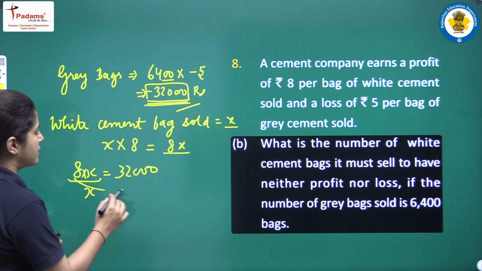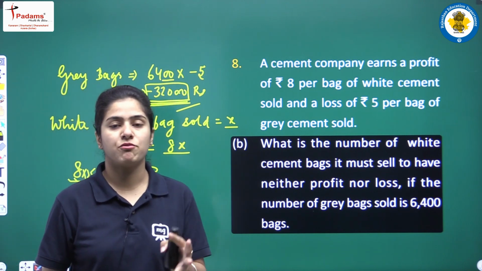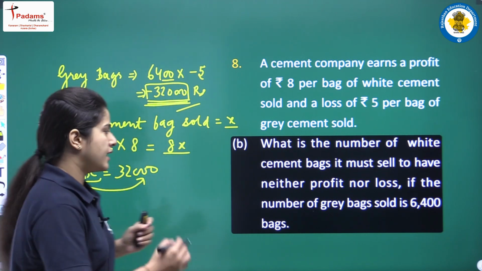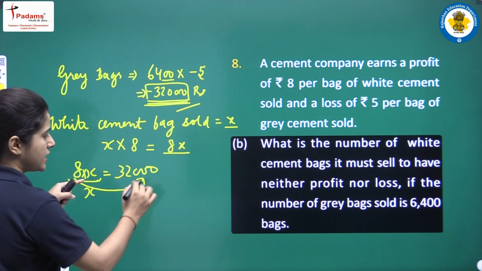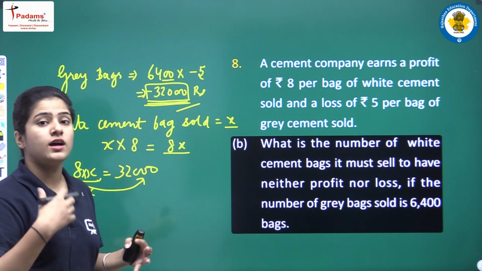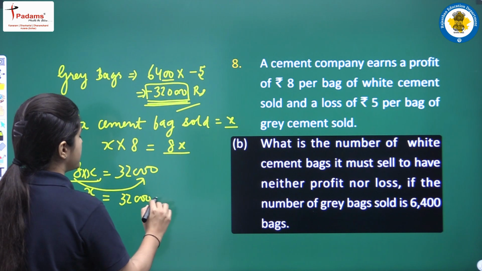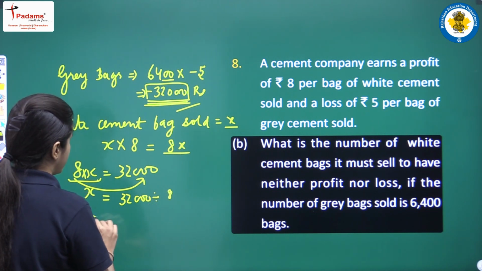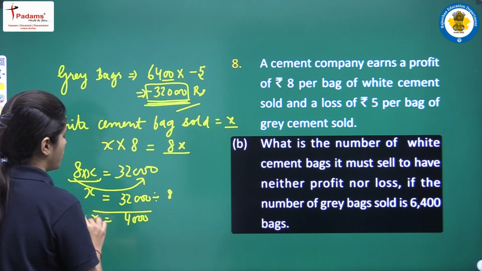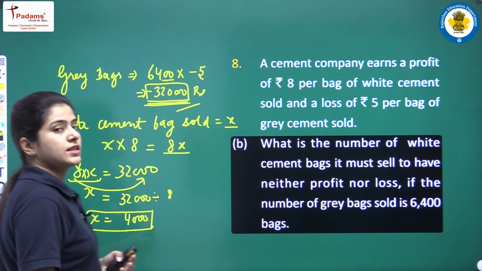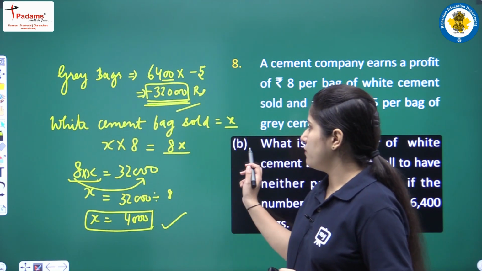if we take that particular thing to the right hand side, multiplication will change to the division operation. So 8 is in multiplication with x. If we take 8 to the right hand side, it will move to division. So x is equal to 32,000 divided by 8. 32,000 divided by 8 is equal to 4,000. So white cement bags sold are 4,000. Alright students, so this was your answer of the second part.